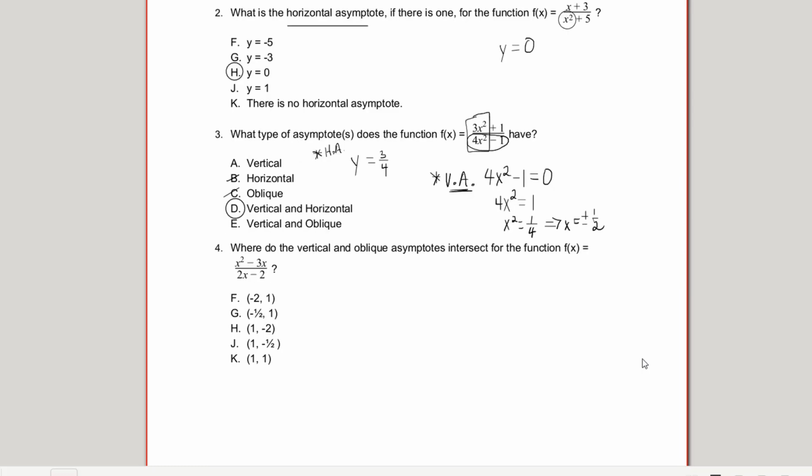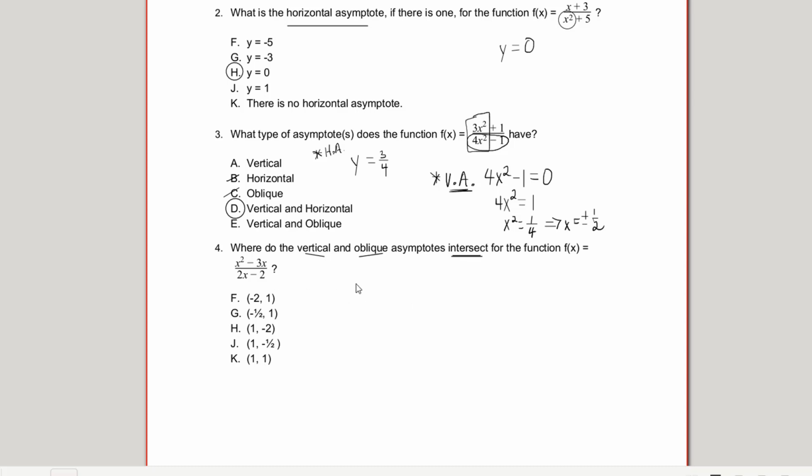So moving on to number 4, where do the vertical and oblique asymptotes intersect for the function f of x equal to x squared minus 3x divided by 2x minus 2? So we're going to have to look at both a vertical and oblique and find their point of intersection. So let's start with the vertical.